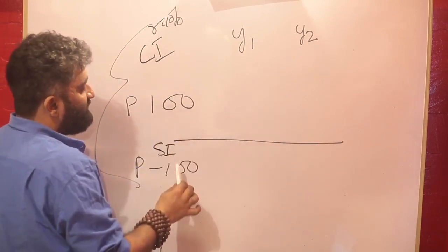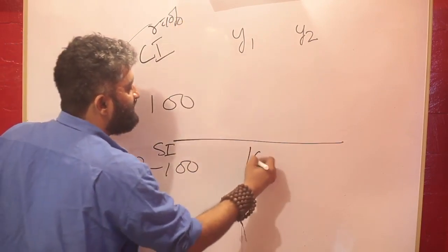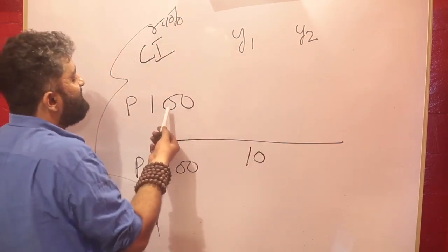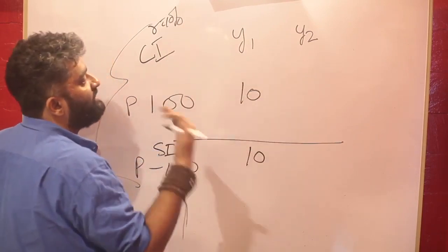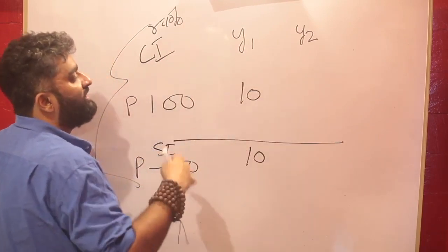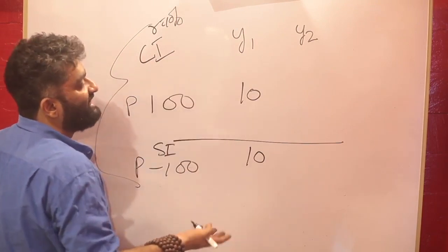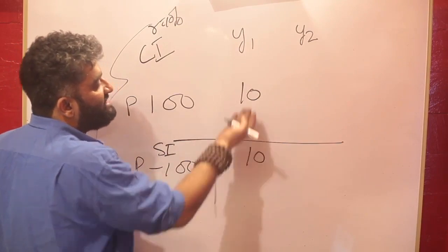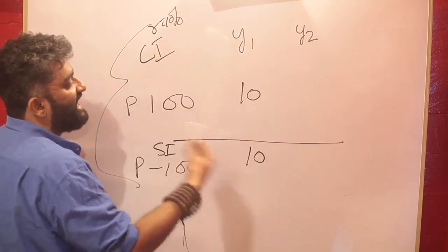So in the first year for SI, rate of 10%, 10% of 100 would give me 10. And for CI, the principal is 100, rate of 10% would give me 10. That means for the first year, or if there is only one time cycle involved, there is no difference between CI and SI. And there is no difference between the interest, right? Okay. What about the second year?